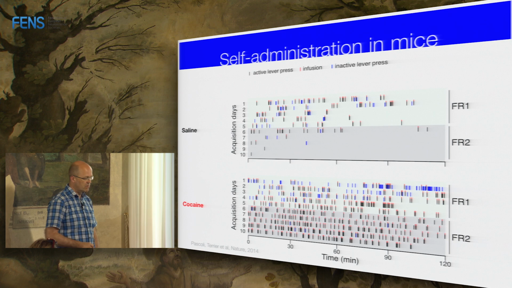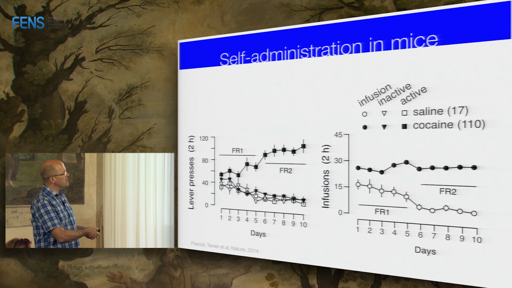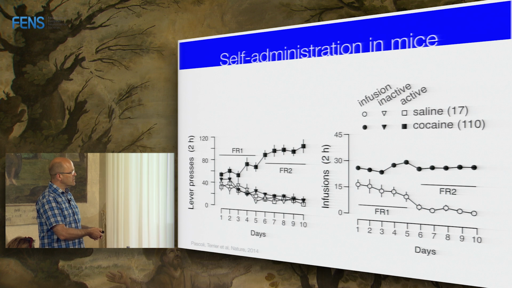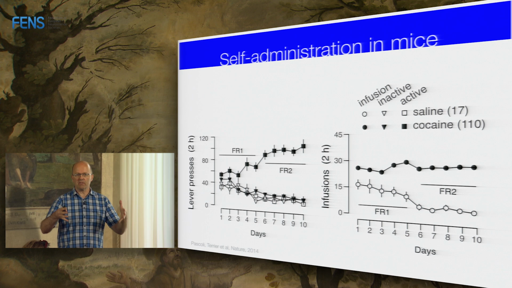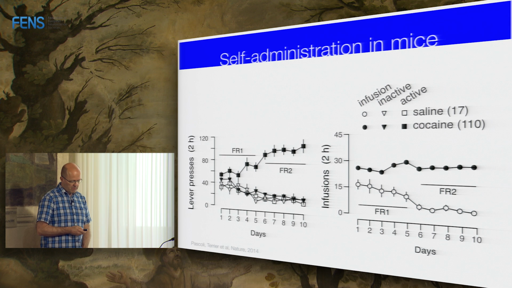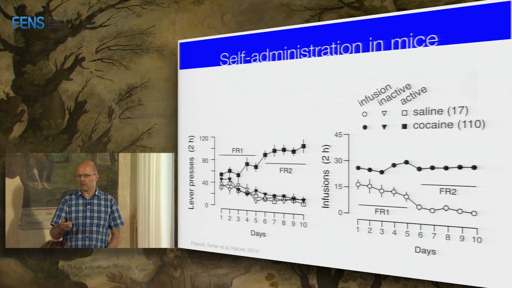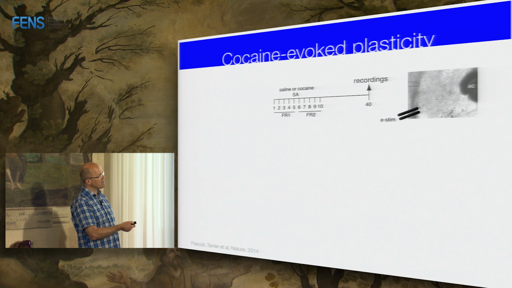So this is the group data. You see the change in lever presses obviously triggered by the FR2, the disinterest in the inactive lever, and you see that the infusions are really all received. So with that, we have been able to establish this self-administration in mice, and the first thing we wanted to see is whether that leads to any form of synaptic plasticity. So now we're going to do an experiment where we have 10 days of self-administration followed by withdrawal and then recording in the nucleus accumbens.